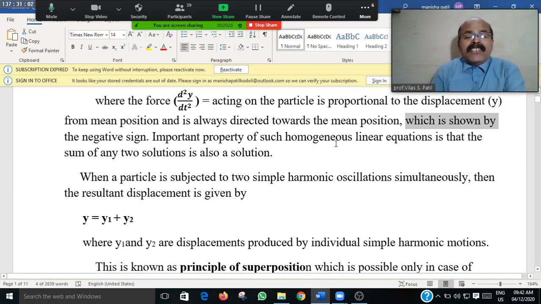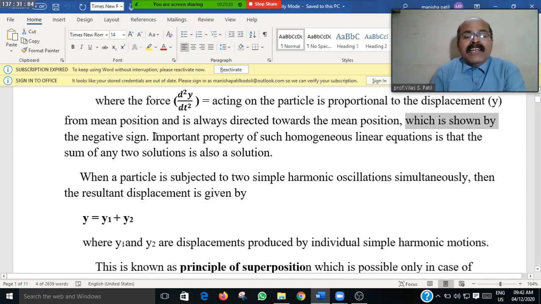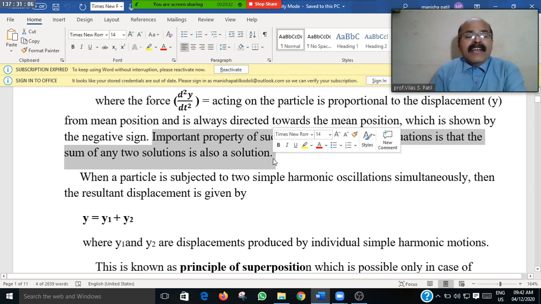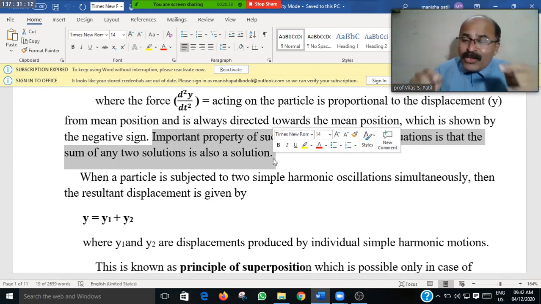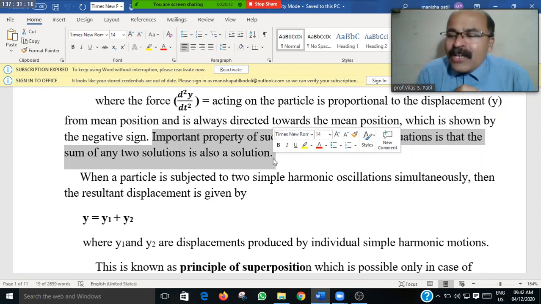An important characteristic of the homogeneous differential equation is explained here, that is the sum of two solutions. Consider that if there are two solutions of the equation, the sum of the solutions is also a solution of that equation. This is the important property of the homogeneous differential equation.